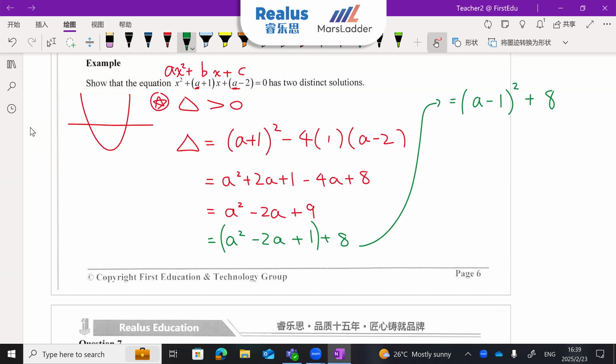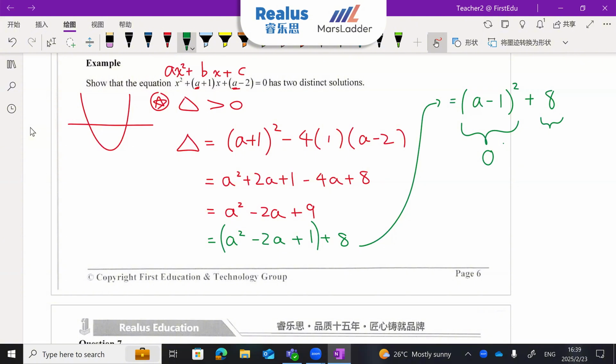How do I show that this is positive? Think about what's happening here. You have a plus 8, which is positive. You have a squared term. What's the smallest value the squared term can ever be? Can the squared term ever be negative? No, right? You're squaring a minus 1. Whatever a minus 1 is, after you square it, it's not going to be negative. The smallest value it can be is possibly 0. For example, if a equals 1, then (a minus 1) squared is equal to 0. On top of that, you add 8.